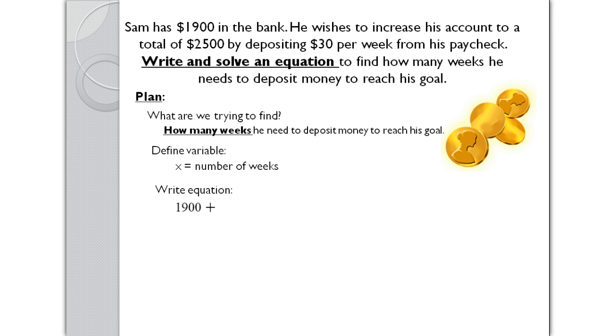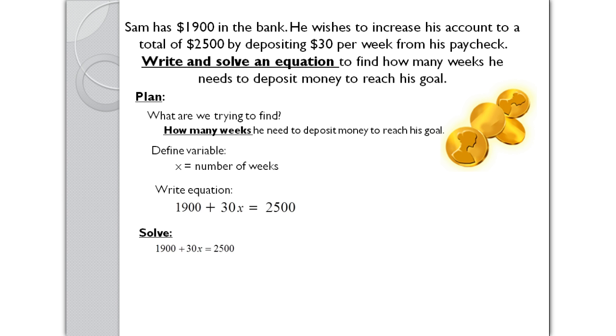He's going to deposit $30 per week. Look back at those words. Per means multiplication. Per week, well, week is our x, so we get 30x. And this is supposed to give him a grand total of $2,500. So there is your equation, okay? So now comes the easy part. Let's solve it.